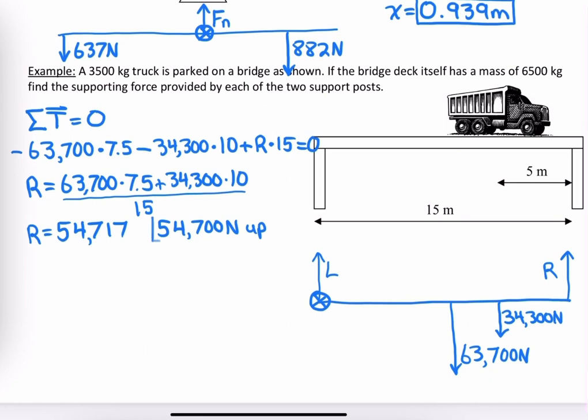Okay, so that is the supporting force provided at the right-hand side of the bridge. That's R. But I still need to solve for L. I was asked to find the force provided by each of the 2 support posts. So how am I going to find this L? Well, we got a couple options.